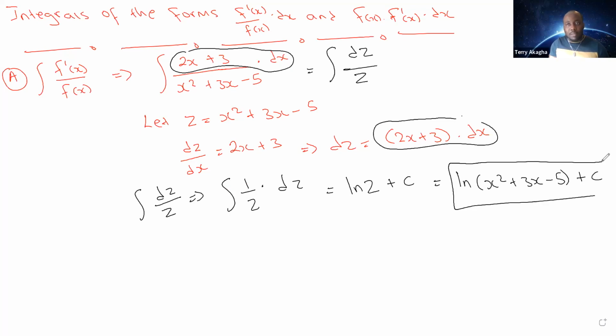Now, if you look at this, what we have done is differentiating this, the answer is similar to the numerator in the question. So that means if you have a particular question in which the denominator differentiates to give you the numerator, what you just need to do is put the ln of the denominator plus c.